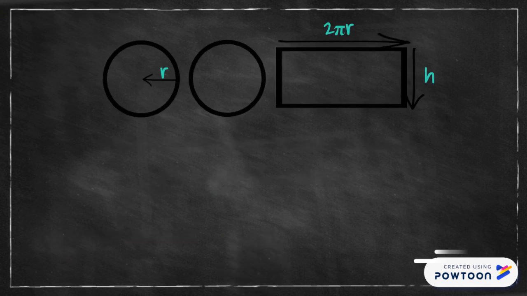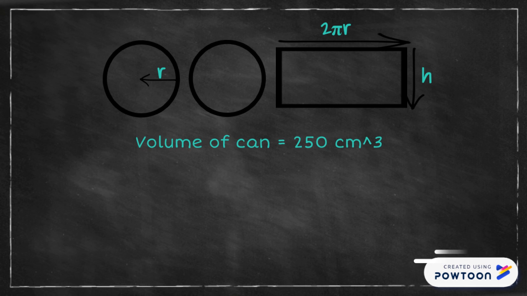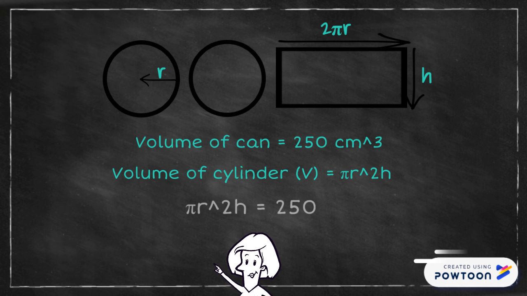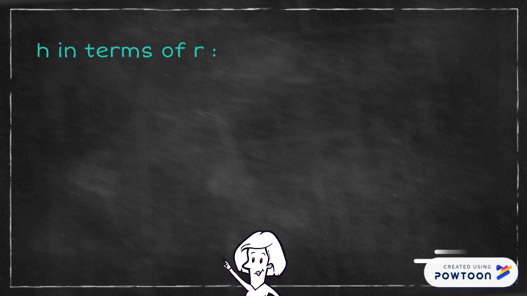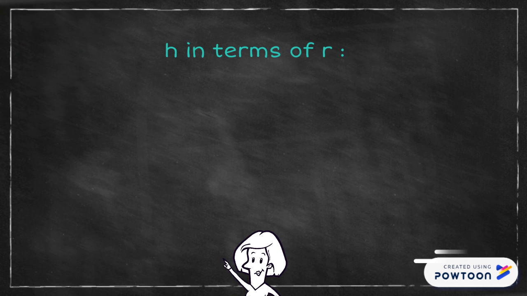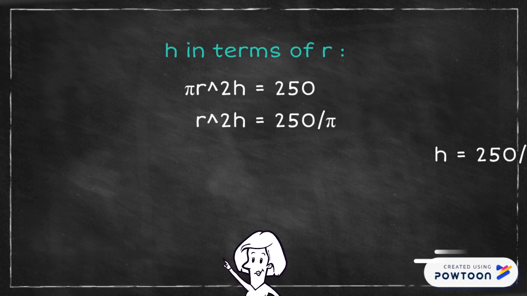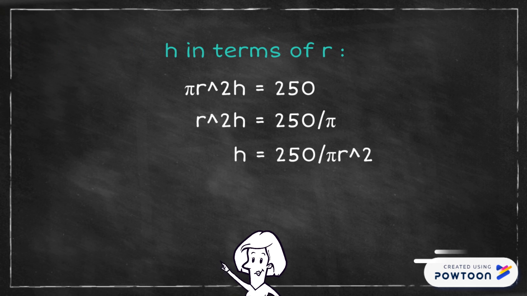As usual, there is a constraint. The volume must be exactly 250 cubic centimeters. The formula for the volume of a cylinder is V equals pi r squared h. So, pi r squared h equals 250. It is easiest to solve this constraint for h in terms of r. h is equal to 250 divided by pi r squared.